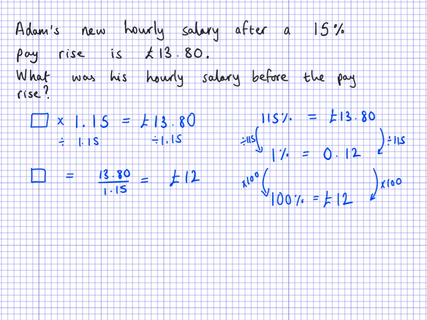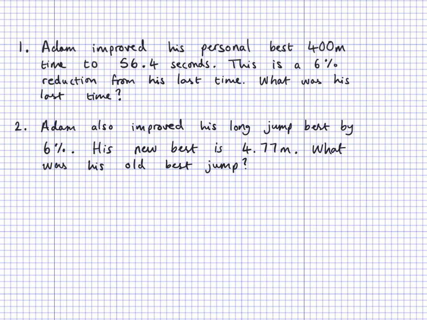Okay, so either way, I get £12, and we need to be comfortable doing it both ways. Here are your questions. Now, I'd like you to answer both of these questions using the two methods. So do this one twice using the two methods. Do this one twice using the two methods.